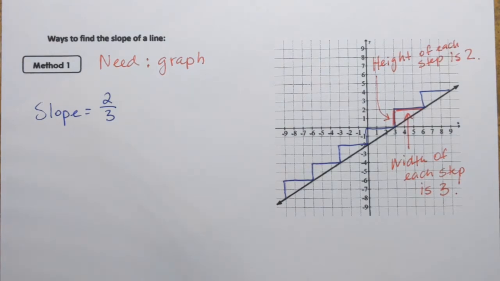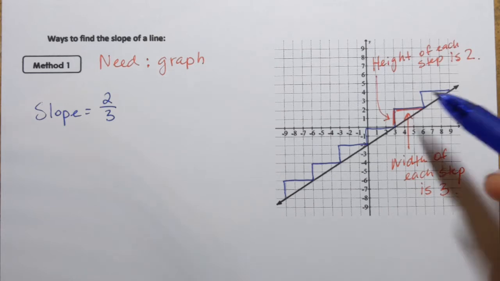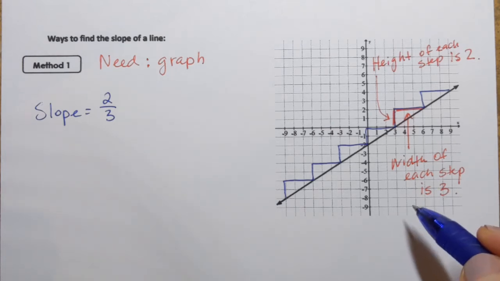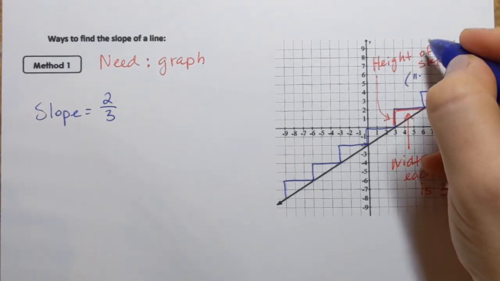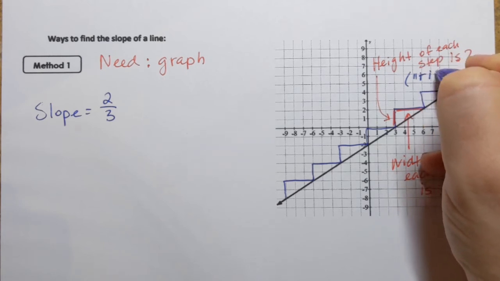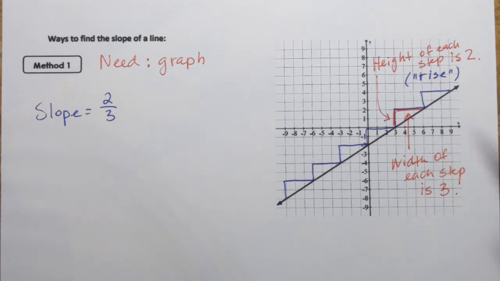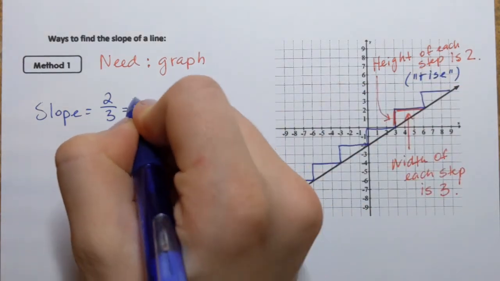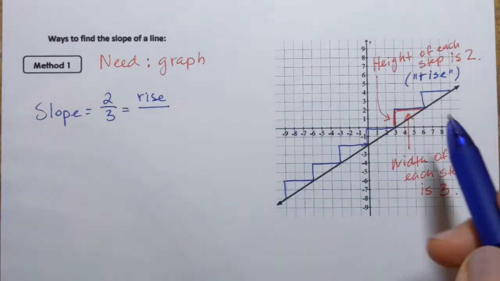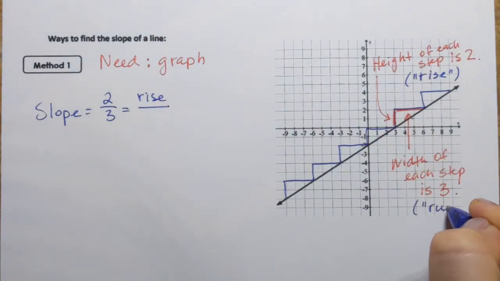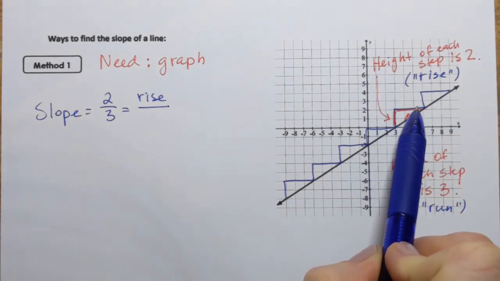The only thing is that in math we actually don't use steps, or we don't use those words, height of the step or width of the step. We use different words. For the height of the step, we use the word rise. Well, and it makes sense because height goes up and down, right? So rise, it means that in the numerator here we have rise. And the width of the step we call run. And it also kind of makes sense that you can run along that step.